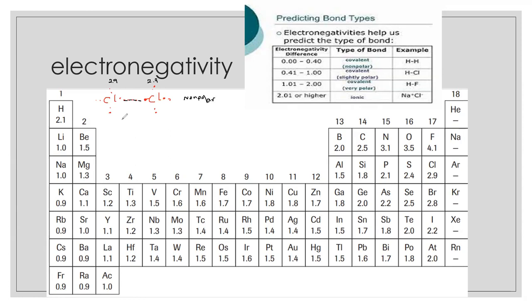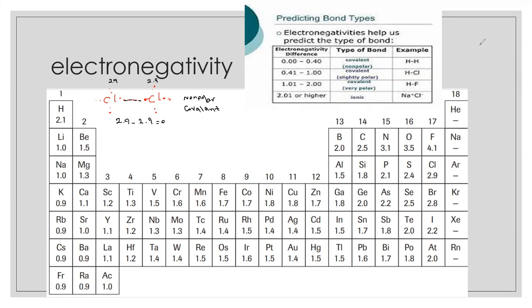We can say 2.9 minus 2.9, the electronegativity of the first one minus the second one, is 0. As you see, if the difference in electronegativity is between 0 and 0.4, it is covalent, non-polar. Non-polar, covalent. Okay, that's the one.